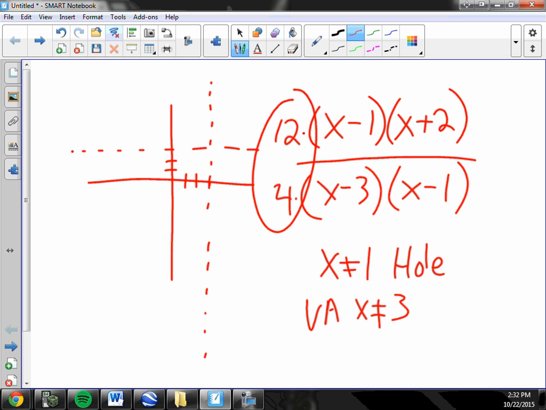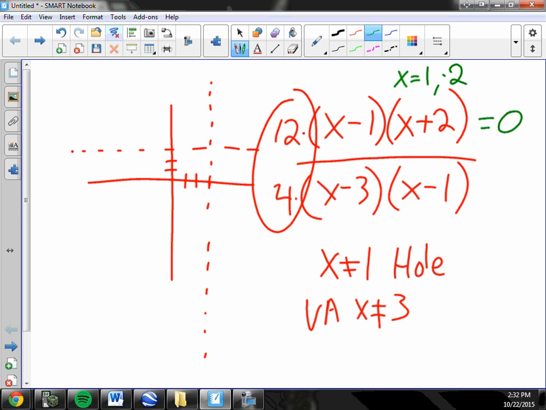Okay. Now, where does the graph hit the x-axis? Essentially, we want to know, where does the graph equal 0? Well, when does a fraction equal 0? When the top equals 0. Okay, so let's set the top equal to 0. What are the roots of the top? X equals 1 and negative 2.